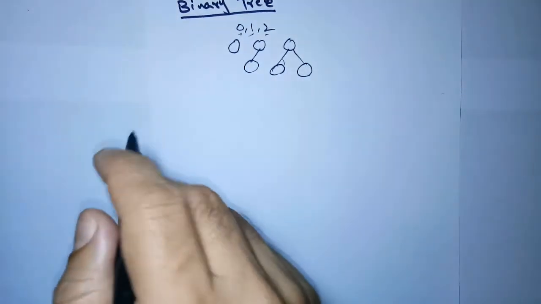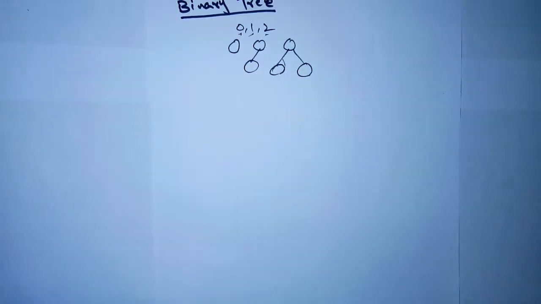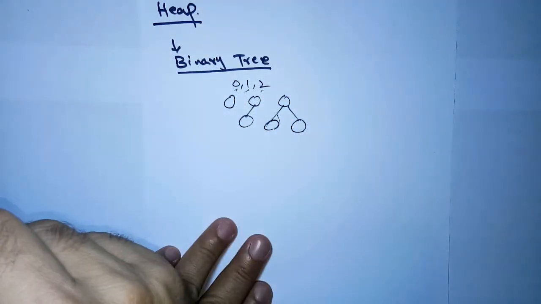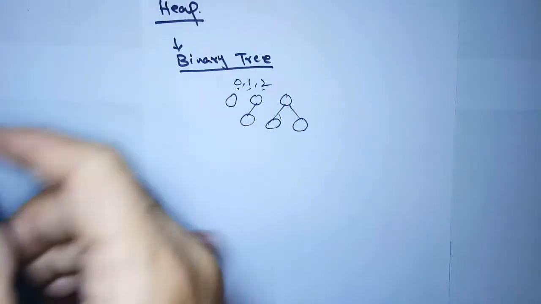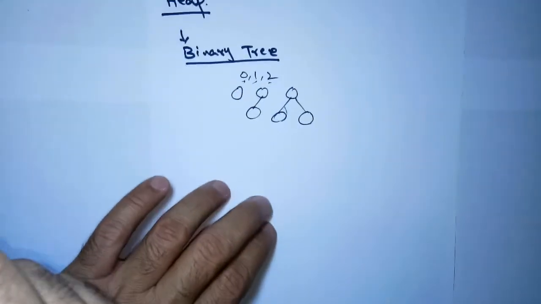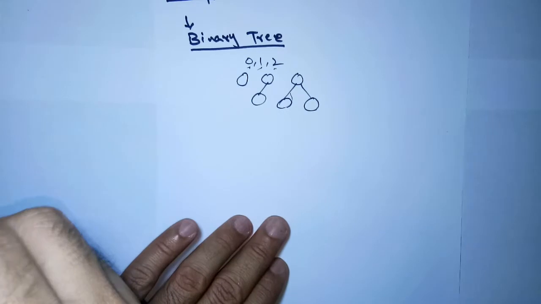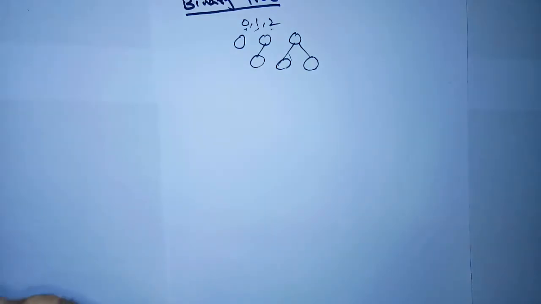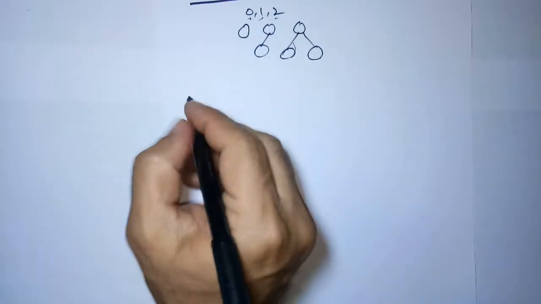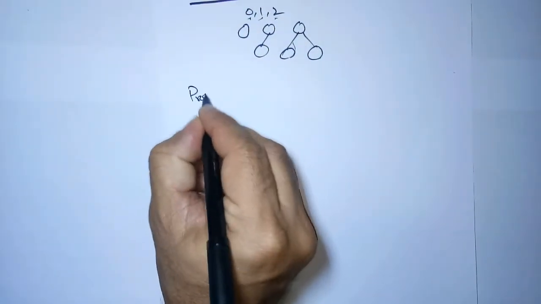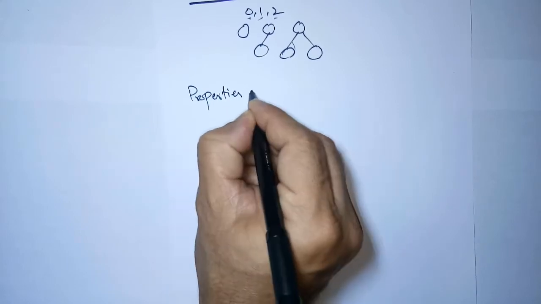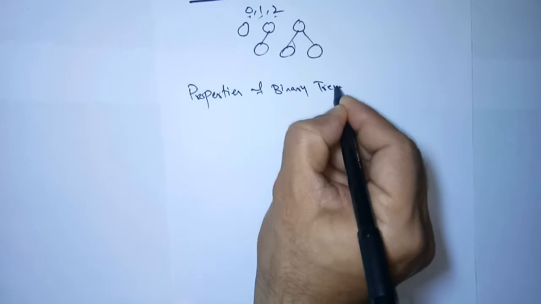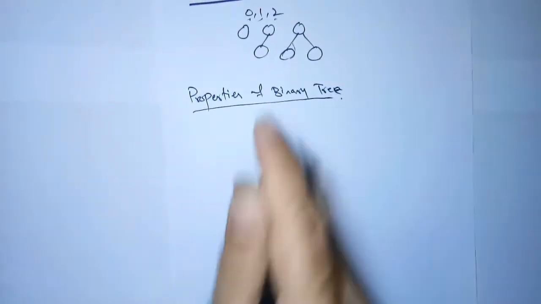Now, why do we study this binary tree? Because we are interested to learn about heaps. Heap is basically a binary tree. So how it is a binary tree, how we can use it, just hold on, we'll discuss this. But before that, let's discuss some important properties of the binary tree. Properties of binary tree.